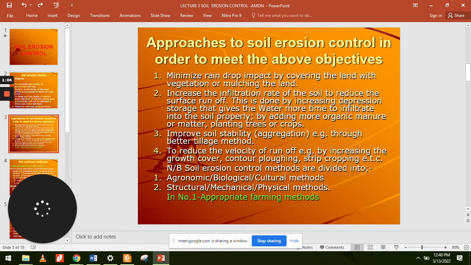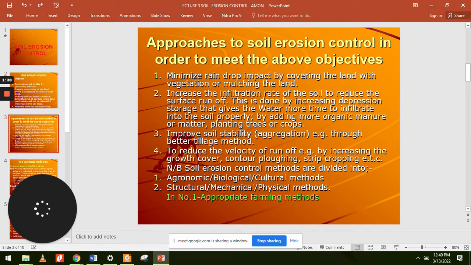There are various approaches to soil erosion control in order to meet the above objectives. Number one is to minimize the raindrop impact by covering the land with vegetation or mulching of the land. Number two is to increase infiltration rate of the soil to reduce surface runoff. Number three is to improve soil stability, that is by aggregation through better tillage methods. Number four is to reduce the velocity of runoff by increasing the ground cover, contour plowing, and strip cropping.